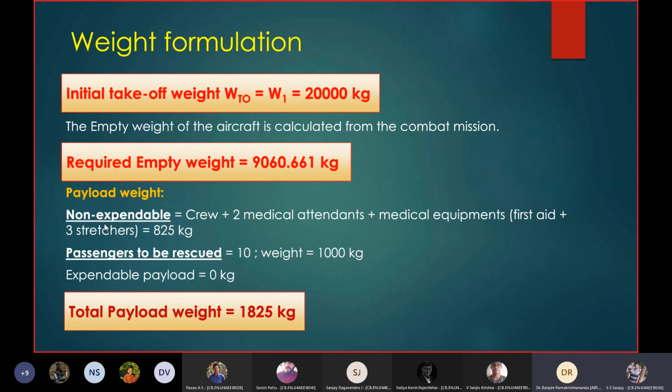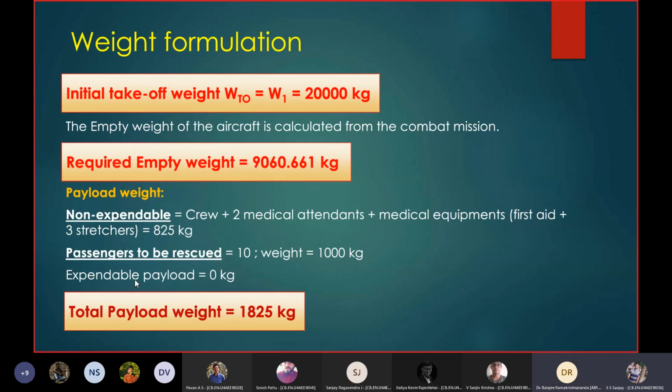So the payload is non-expendable payload. We're going to have crew, and since we are going to take passengers who are in urgent medical emergency, we should have two medical attendants at least who can give them first aid. So we have to include the weight of two medical attendants and medical equipment, which will include first aid and three stretchers. All this put together comes out to be 825 kg, and weight of passengers is 1000 kg.